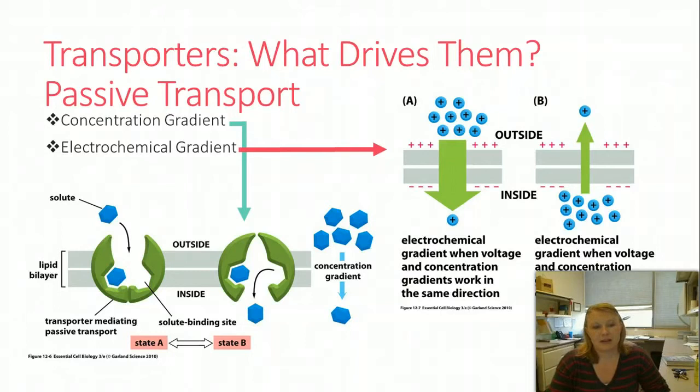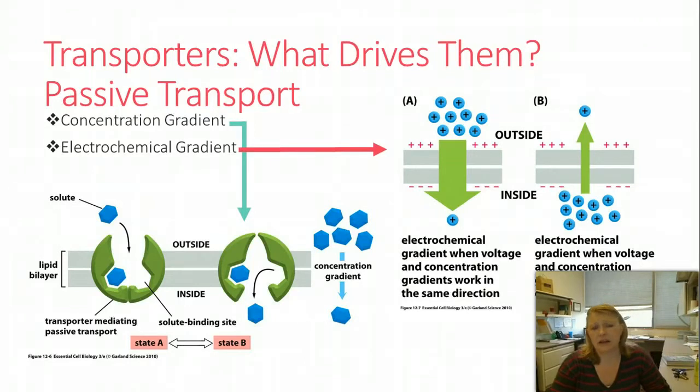These first two examples are passive transport. The first example is concentration gradient. This is just like that sucrose bag that you filled up in B201, except this time we're going to use proteins to help move things across the membrane. So what you can see here is the solute will bind to the transporter, conformational shift, and it will release on the other side. This is driven by the high concentration gradient outside the cell.